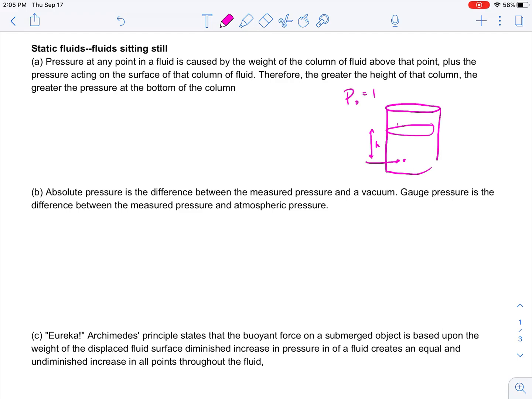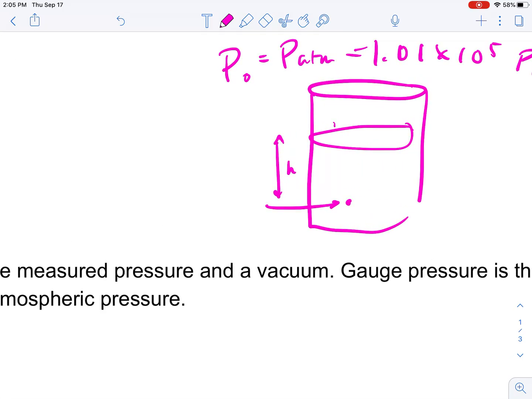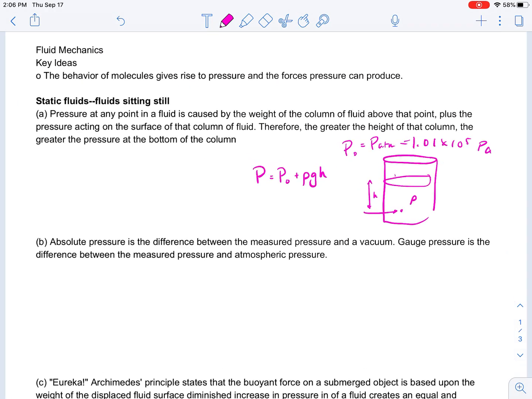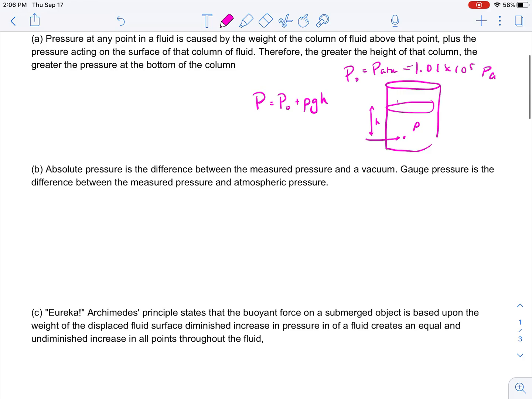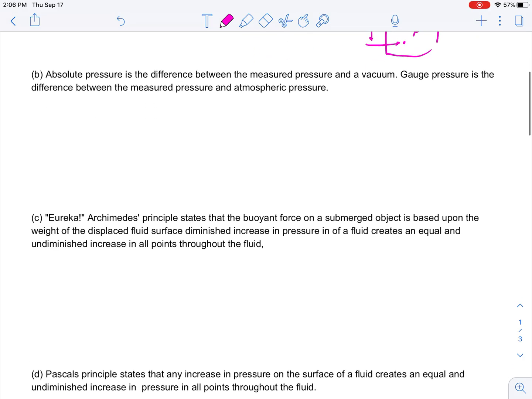So if we have a pressure out here, usually it's atmospheric pressure, which is 1.01 times 10 to the 5th pascals, and we've got a height to the surface of the fluid. We would say that the total pressure is the atmospheric pressure plus rho, that's the density of the fluid, times g times h. Therefore, the greater the height of that column, the greater the pressure at the bottom of the column. Again, the pressure is dependent on this height.